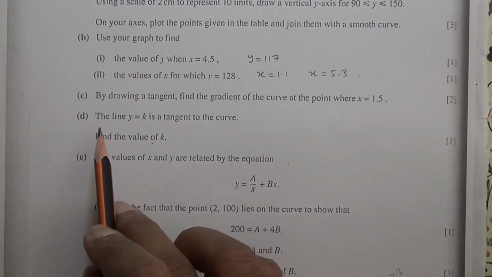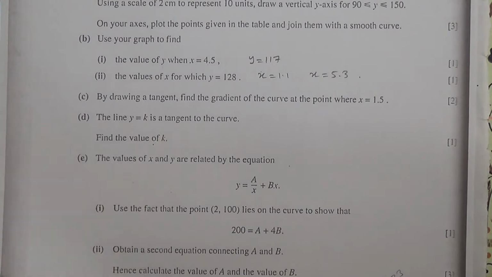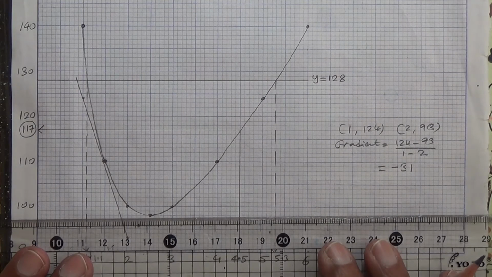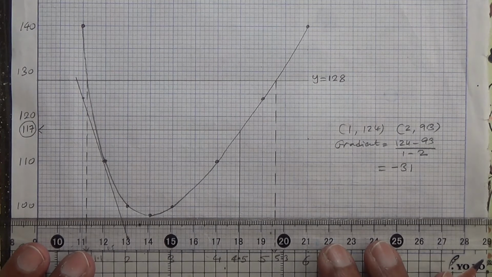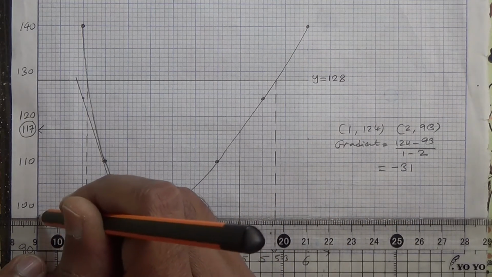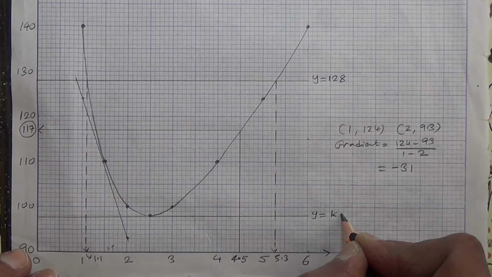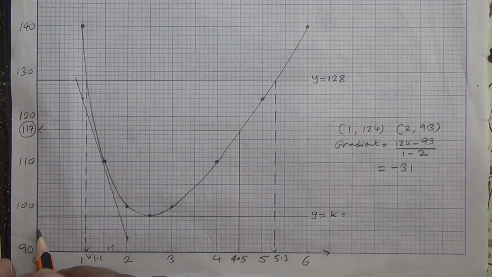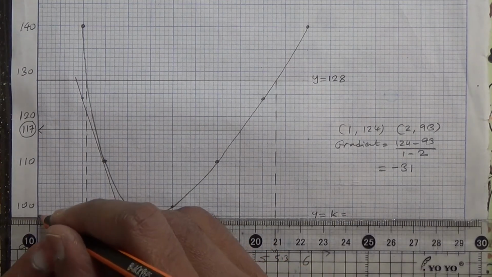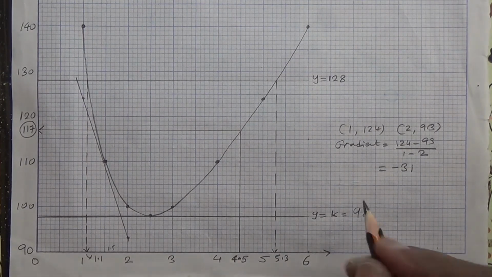We are told that the line y is equal to k is a tangent to the curve. Find the value of k. The tangent is basically a straight line. So this is where y is equal to k. It touches the curve at that minimum point there. We may call it a minimum point because that's the lowest point of the curve, but that's not what we're interested in at the moment. So this is the line y is equal to k, and we can see that k could be 98. Got to have a sharp pencil and make it very distinct. So k is equal to 98. So this is the answer.